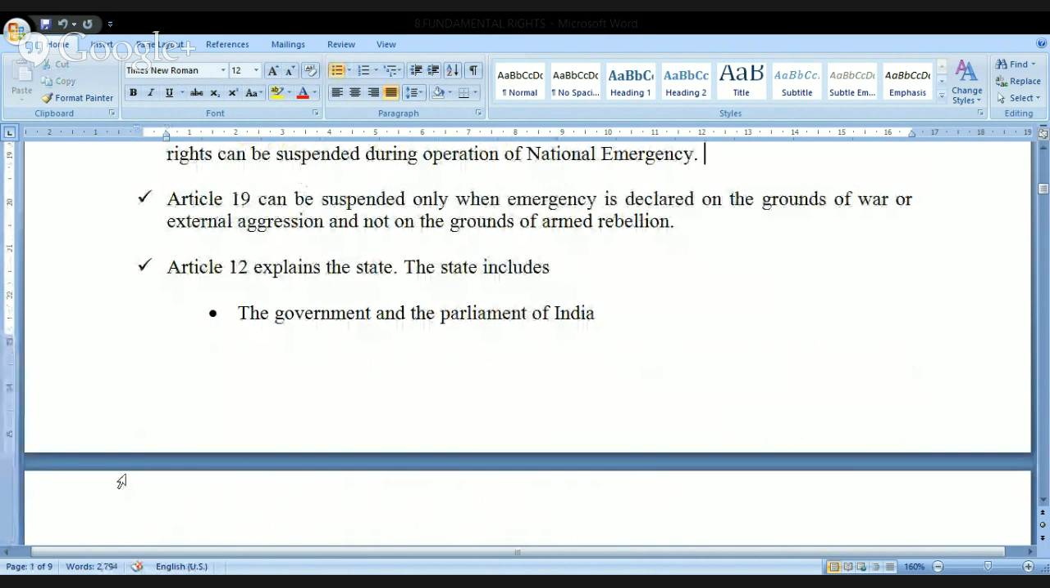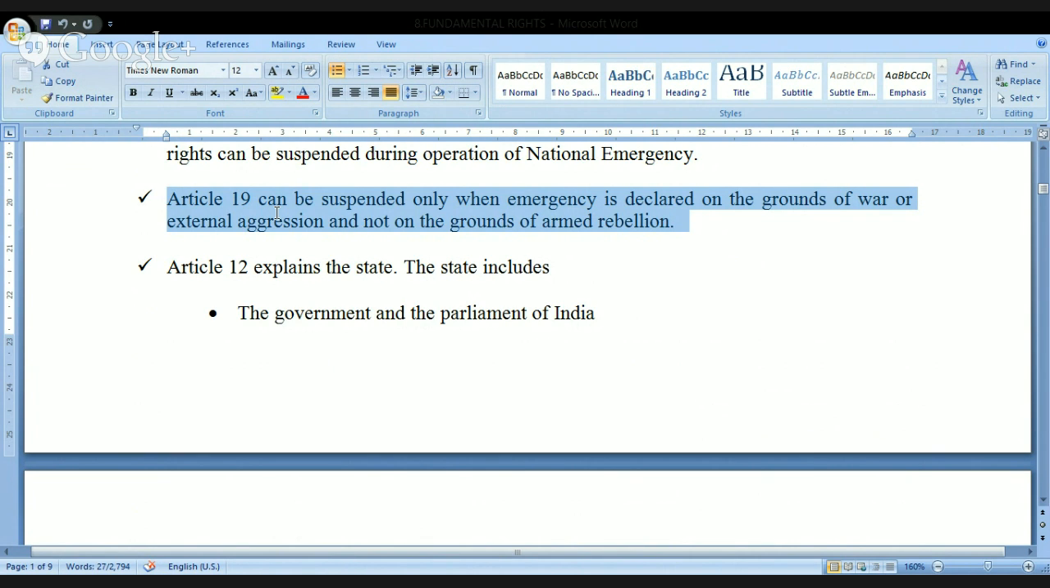when it comes to Article number 19, look at this. Article 19 can be suspended only when emergency is declared on the grounds of war or external aggression and not on the grounds of armed rebellion. Okay, we'll understand these points again when we come to the national emergency.